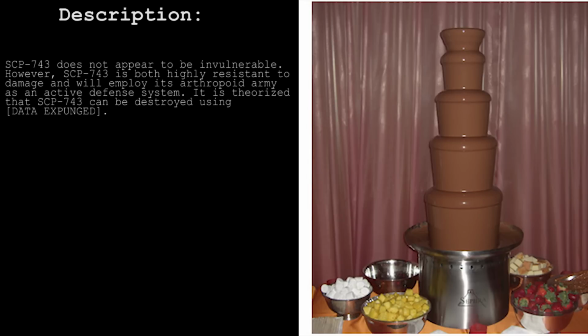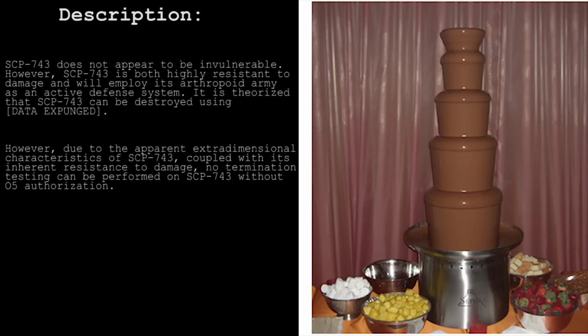However, SCP-743 is both highly resistant to damage and will employ its arthropod army as an active defense system. It is theorized that SCP-743 can be destroyed using data expunged. However, due to the apparent extra-dimensional characteristics of SCP-743, coupled with its inherent resistance to damage, no termination testing can be performed on SCP-743 without O5 authorization.